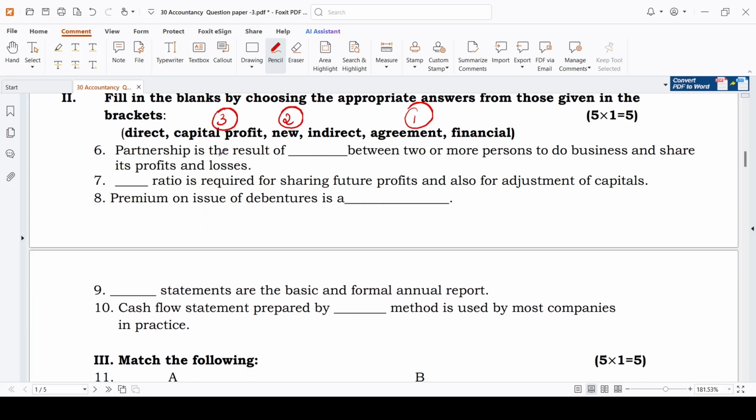Next, dash statements are the basic and formal annual report. They are the financial statements. Cash flow statement prepared by dash method is used by most companies in practice. Indirect method. We have two methods of preparing the cash flow statement under operating activities, direct and indirect. So indirect is most used by all the companies. So here the option does not belong as direct.